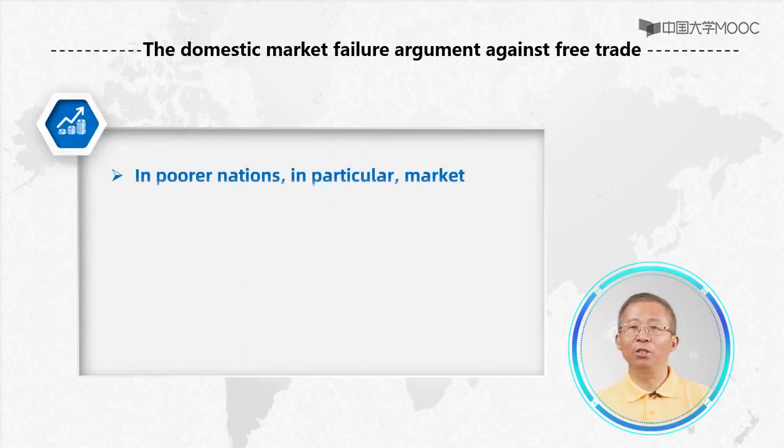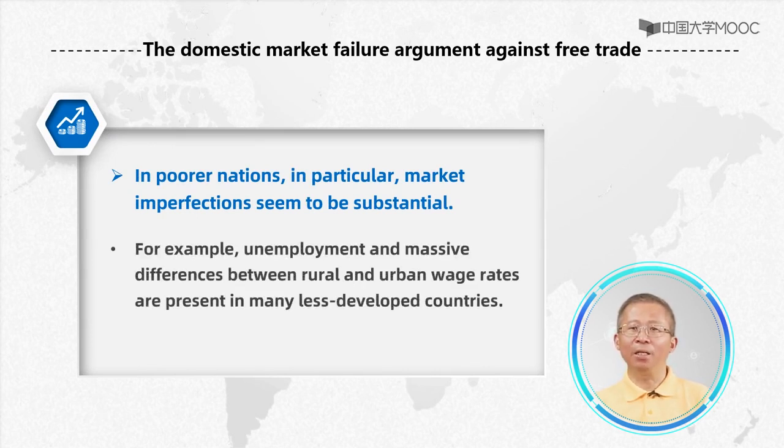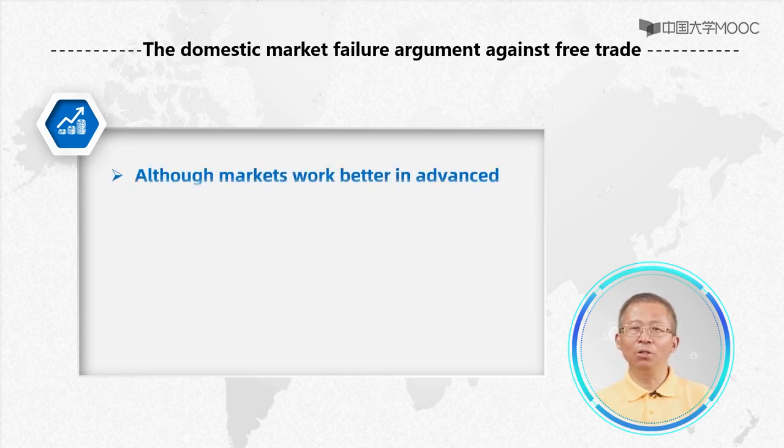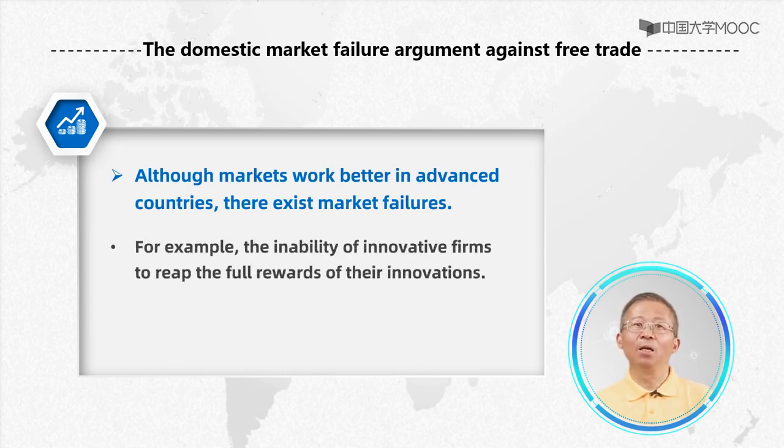In poor regions, in particular, market imperfections seem to be substantial. For example, unemployment and the massive differences between rural and urban wage rates are present in many less developed countries. Also, markets work better in advanced countries, yet there exist market failures, for example, the inability of innovative firms to reap the full rewards of their innovations.